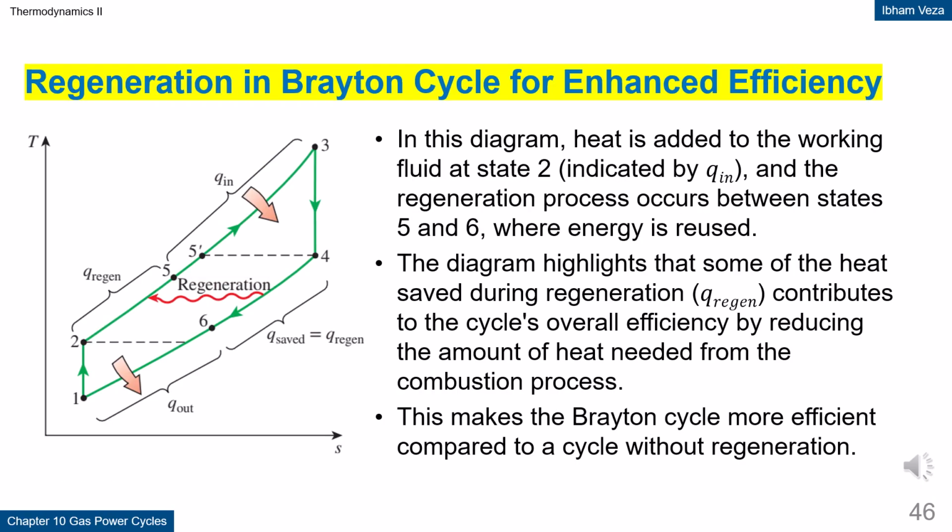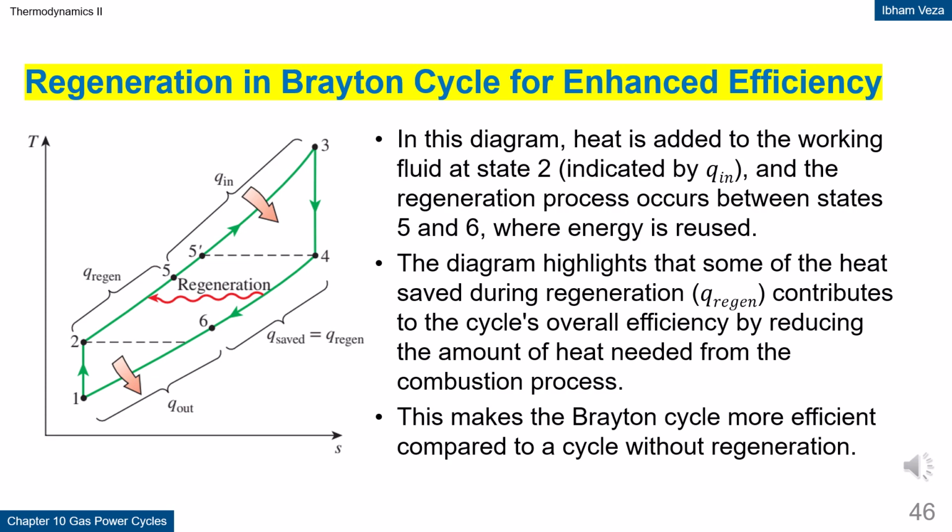Regeneration in Brayton cycle for enhanced efficiency. This diagram shows that part of the heat that would otherwise be rejected can be stored and reused. The regeneration process reduces the required heat input from combustion. The recovered heat is usually denoted as Q regen. With regeneration, the net work area in the diagram becomes larger.